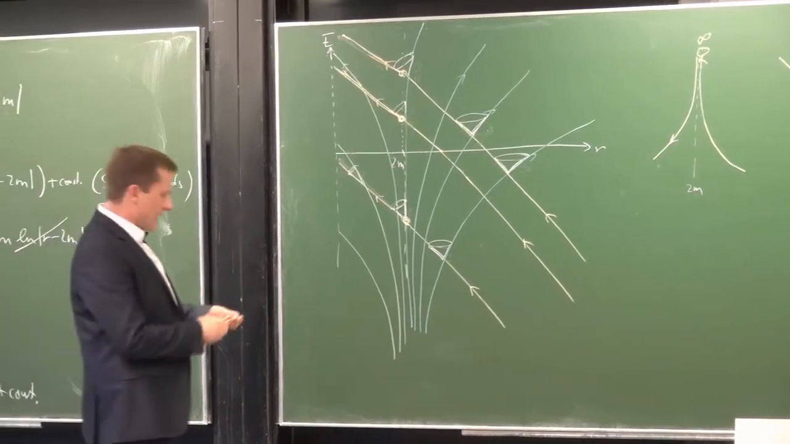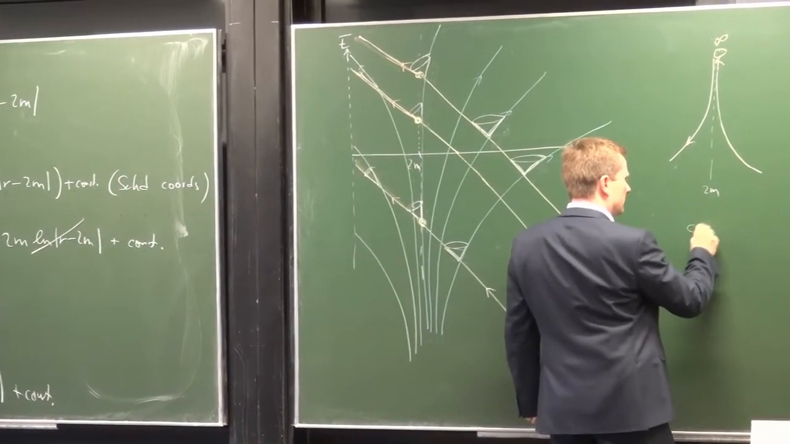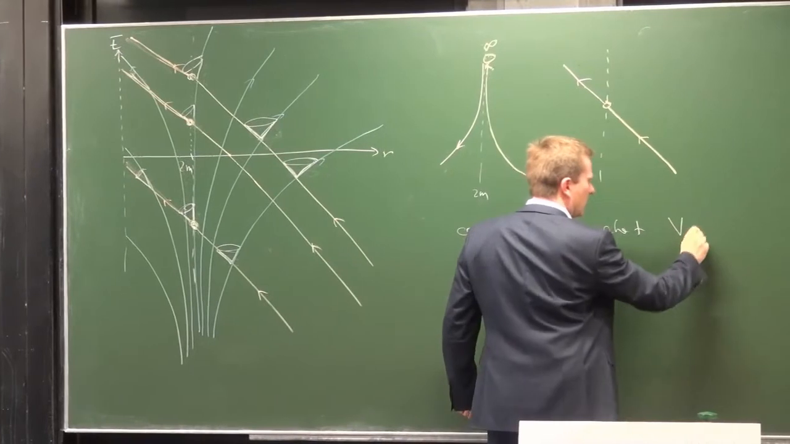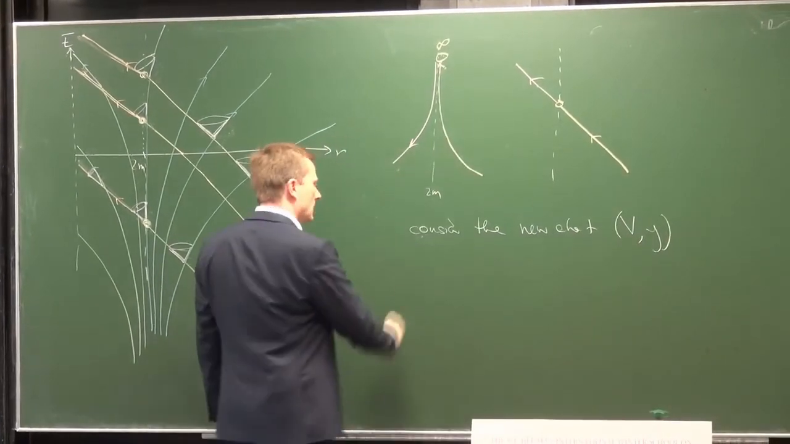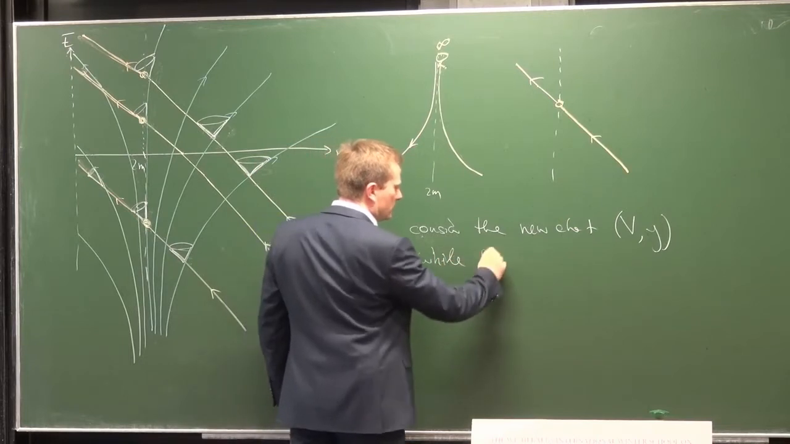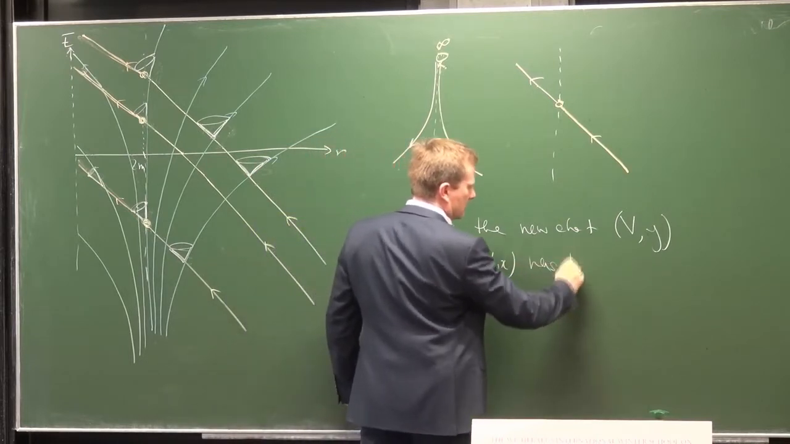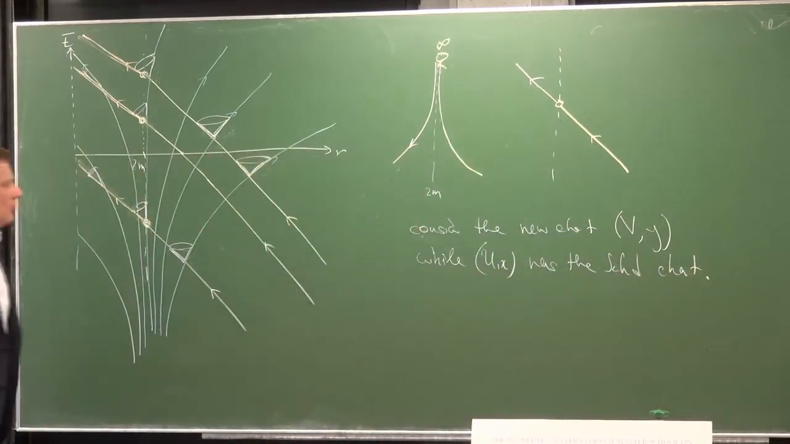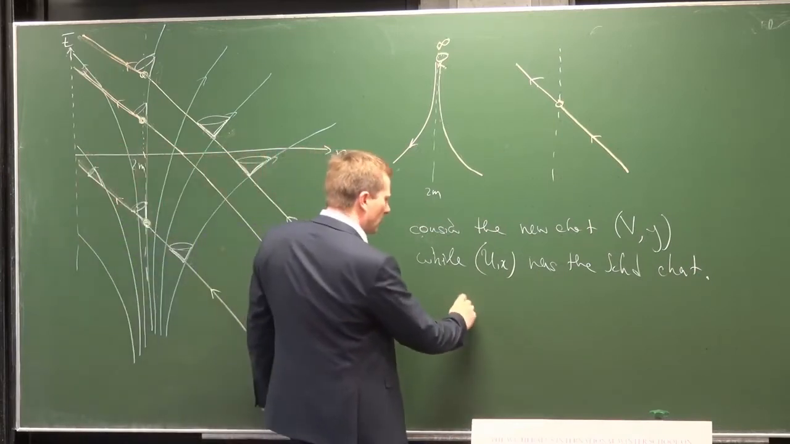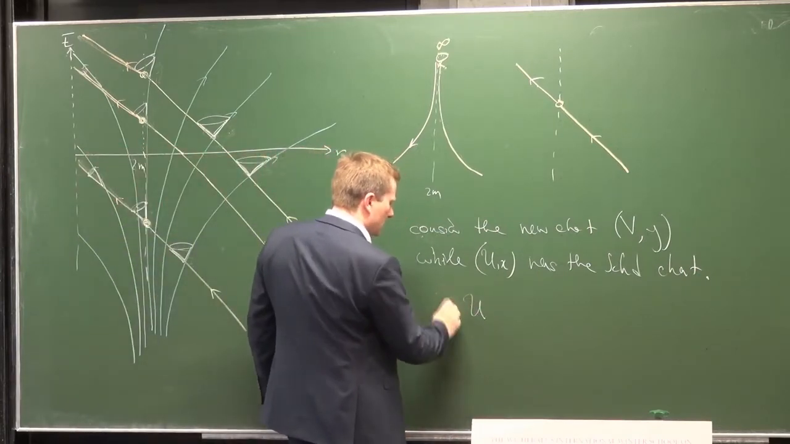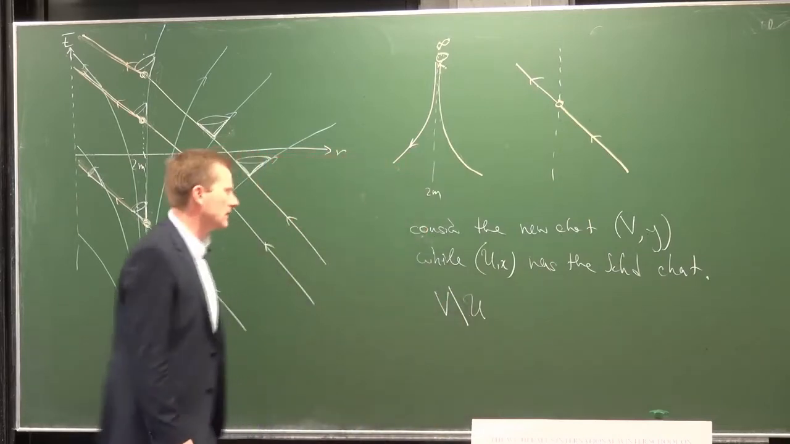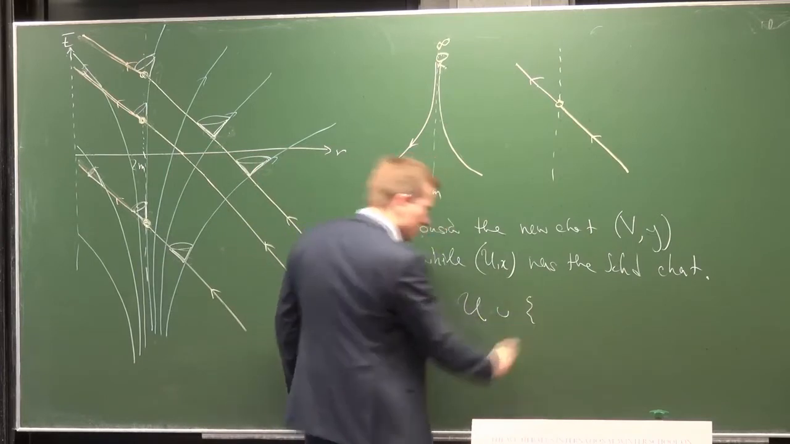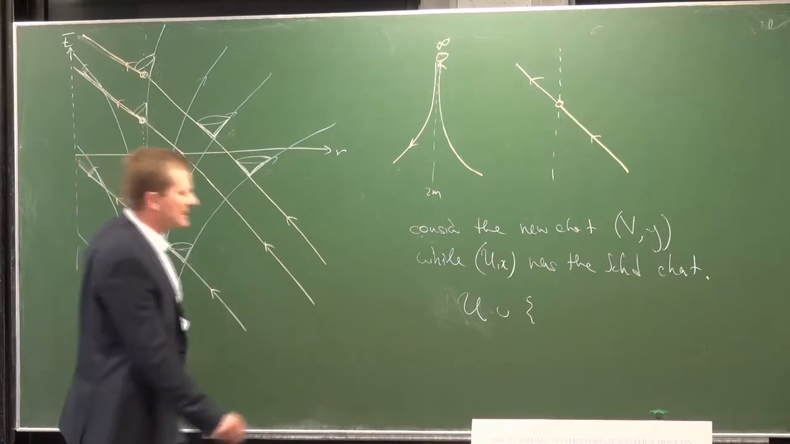So what I do is I say I now have a new chart. So consider the new chart (v, y), while (u, x) was the Schwarzschild coordinate chart. Okay? So the previous one we call (u, x), and now we have a new one, (v, y), and you know that the domain is U union with the horizon here.